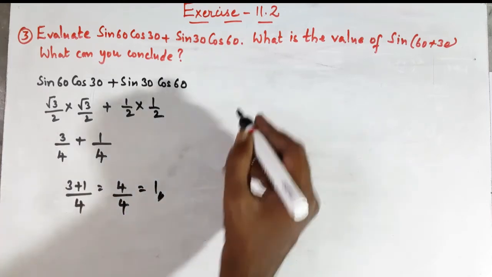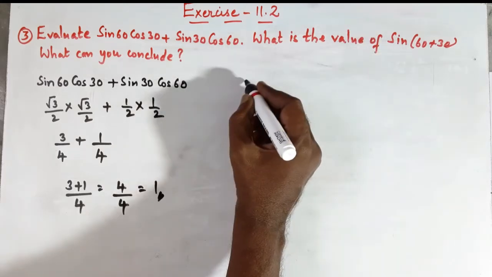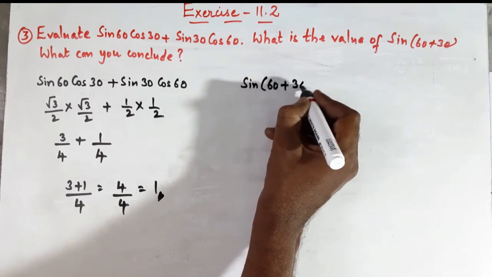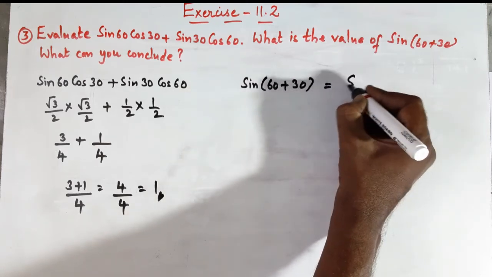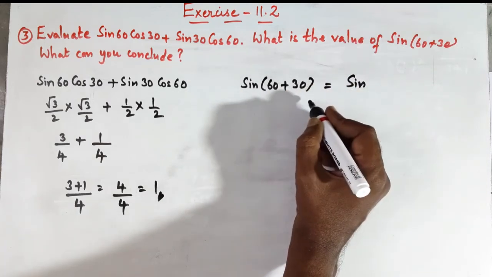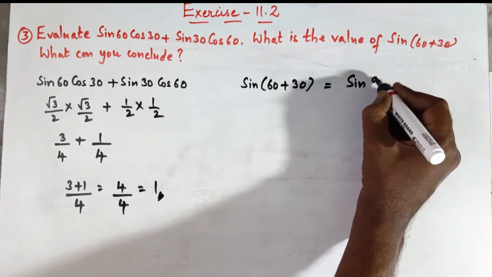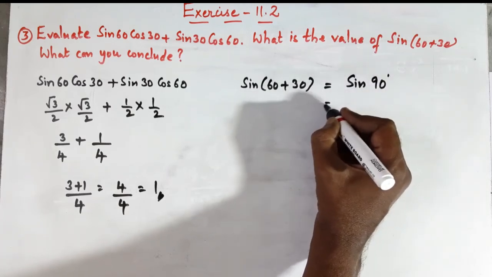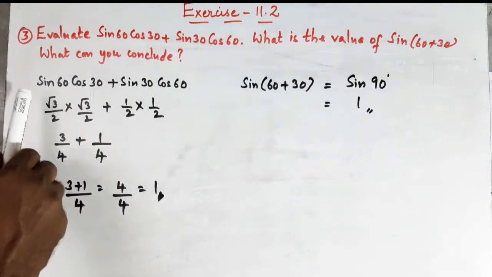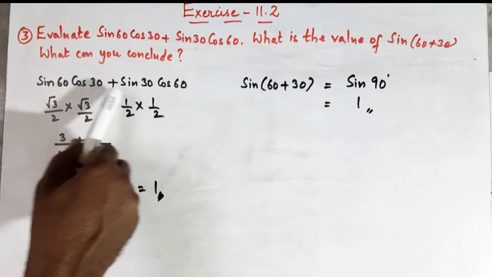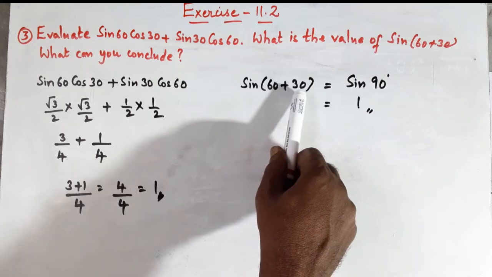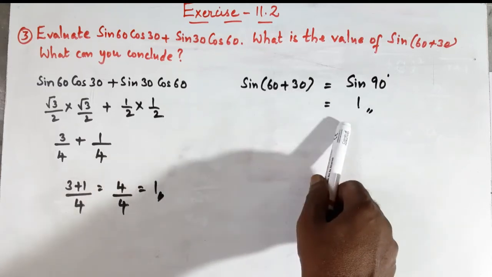Okay. Now sine of 60 plus 30, how much is it? 60 plus 30 is 90. So sine 90 is 1. So from this, what do you conclude? The value of sine 60 cos 30 plus sine 30 cos 60 is 1, and sine of 60 plus 30 is also 1. So these two values are equal.